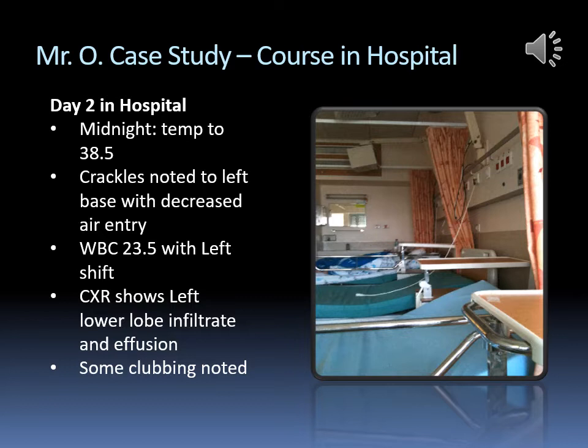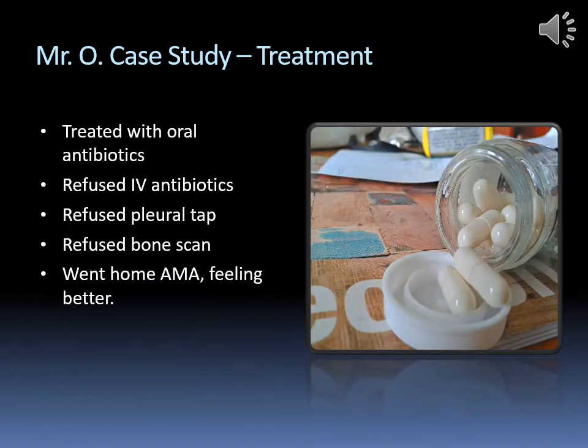On day two in hospital at midnight, he presented with a temperature of 38.5. He had crackles to the left base with decreased air entry. His white blood cell count was now 23.5 with a left shift. A chest x-ray was now done, showing left lower lobe infiltrate and effusion. Some clubbing was also noted. Mr. O was treated with oral antibiotics and refused other treatments.